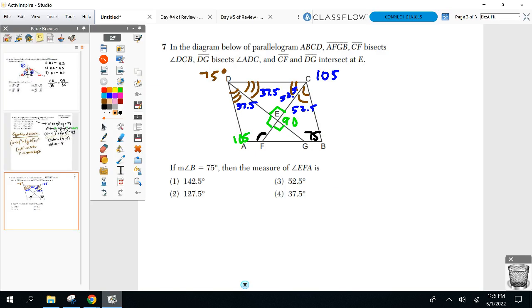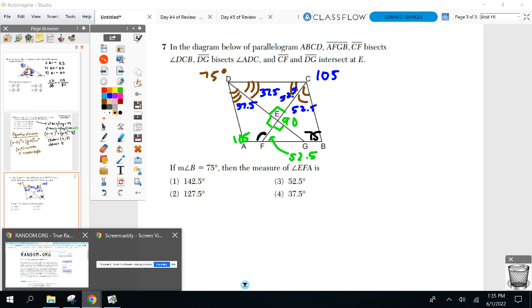We got to find a legit angle now. Angle EFG is 52.5. Good job. I've been waiting for somebody to do this. It's a parallelogram, right? Opposite sides are parallel. What type of angles did you just give me there, Meg? With 52.5 and 52.5 up here. Alternate interior. All right. Can somebody please finish the problem now?